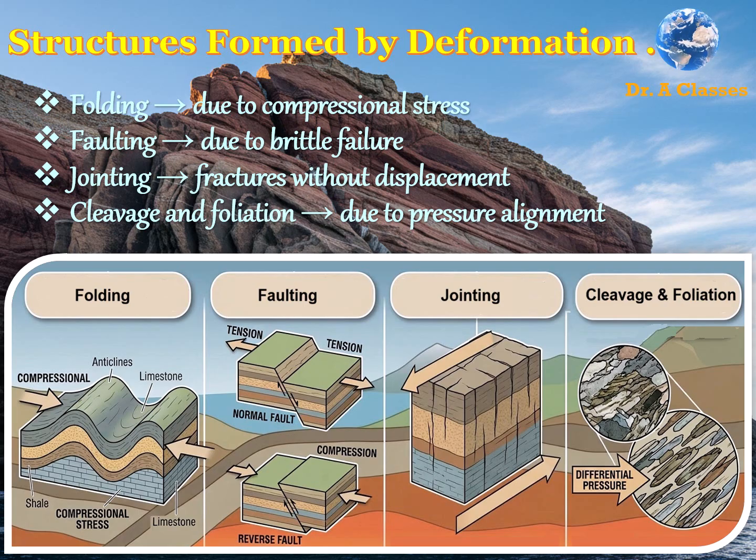When stress exceeds the rock's internal strength, it snaps. This brittle failure results in displacement. If the crust is pulled apart, it creates a normal fault. If it is pushed together, it results in a reverse fault.